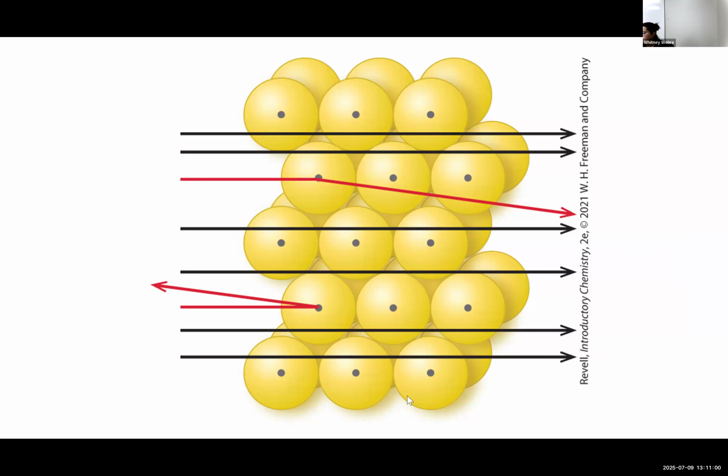So the majority of the time, it would go straight through at a 180-degree angle and hit the back. Every now and then, it would skid off and go off on a different trajectory, but it still went through the foil. But rarely, it would hit something dead on and bounce back. And that little something was the nucleus, the center of the atom. It hit the center of the atom and bounced back. Very rarely, but it did happen.